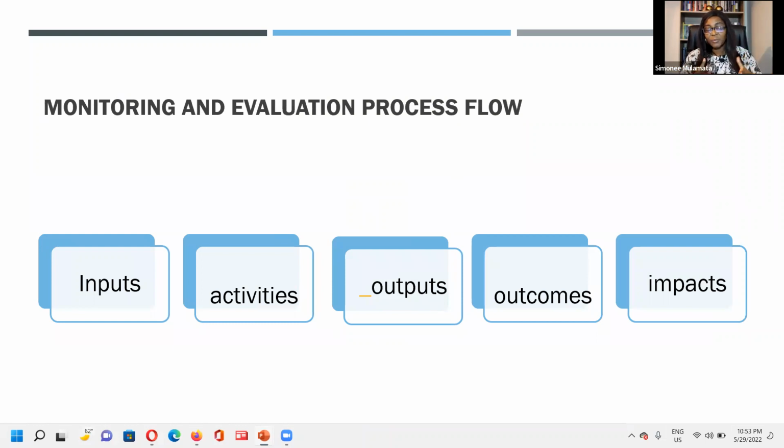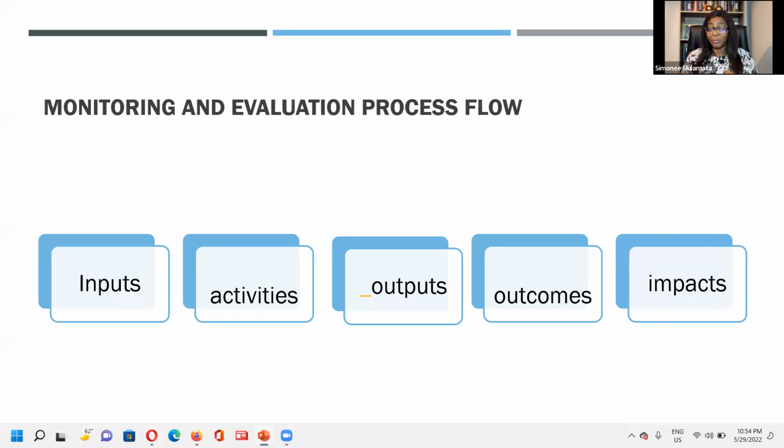We first start with our inputs. Remember, at this stage you've got a functional program. We said it starts after the program or project has started and been approved, and you have your plan in place. You now just follow the plan. We look at inputs, we look at activities, we look at outputs, we look at outcomes, and we look at impacts.